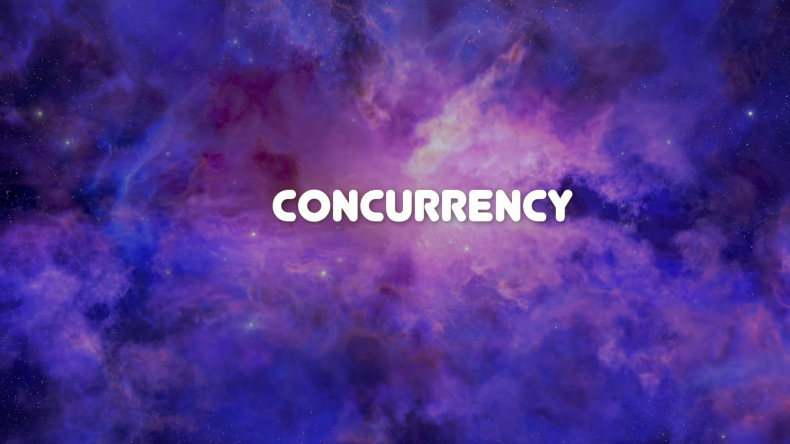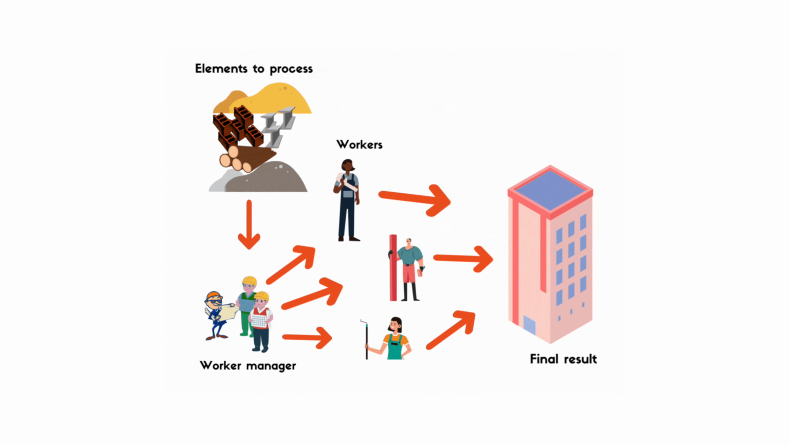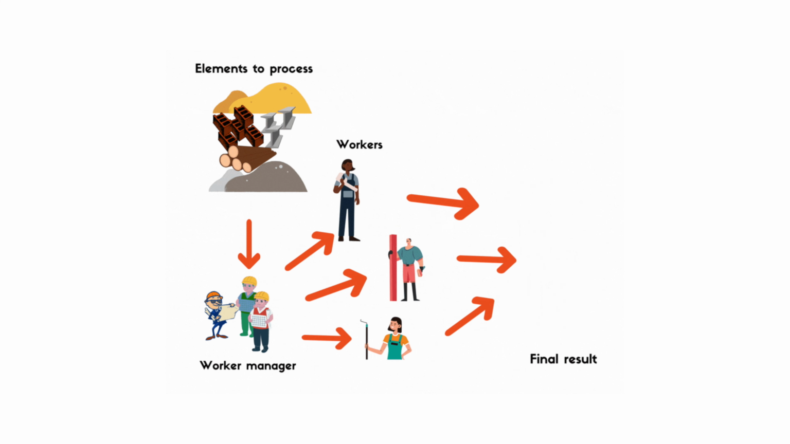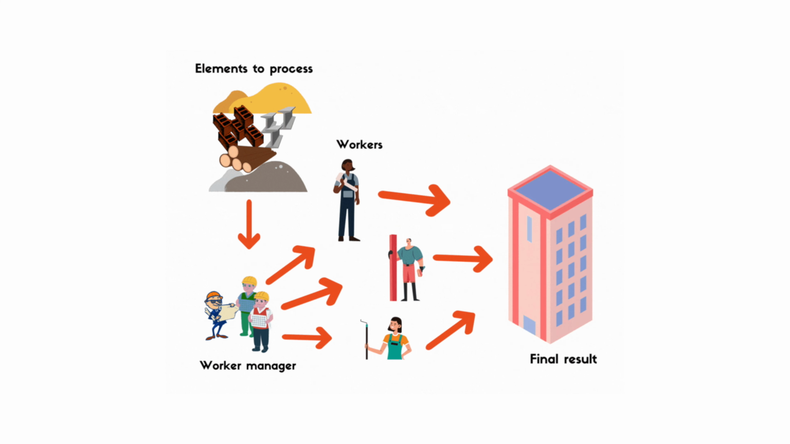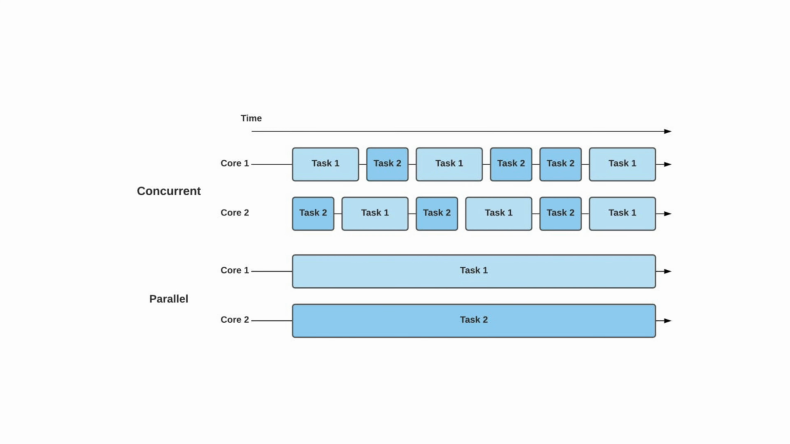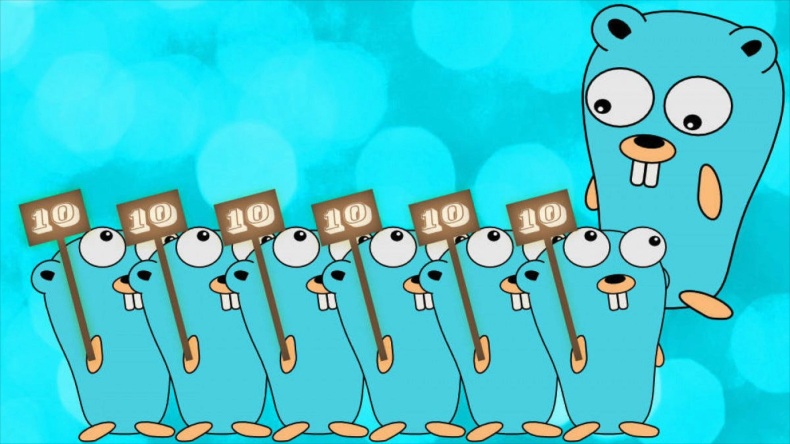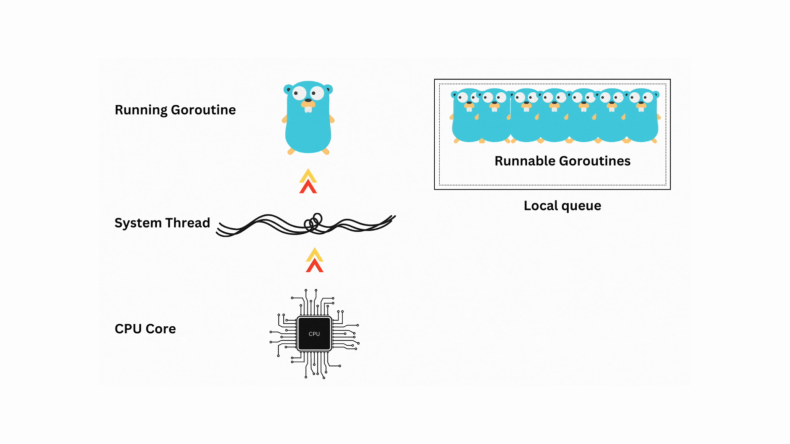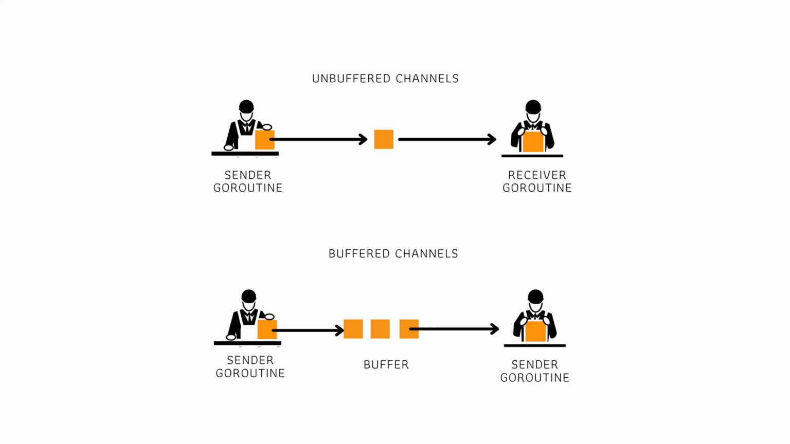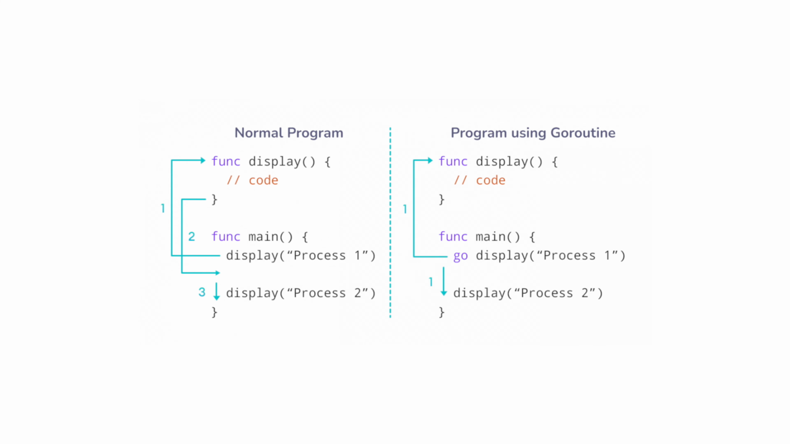Understanding concurrency. Concurrency in Go allows us to efficiently execute multiple tasks concurrently, making our programs faster and more responsive. Unlike traditional multithreading, Go uses goroutines and channels to achieve this. Goroutines are lightweight, managed by the Go runtime, and enable us to run thousands of concurrent operations with ease. Channels facilitate communication and synchronization between goroutines, preventing data races and ensuring safe concurrent execution.